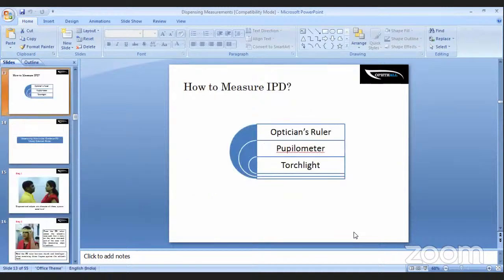Now, there are 3 methods of measuring the interpupillary distance. You can use either a plain simple ruler, which we call optician ruler, or you can use a specially devised instrument, which is known as pupillometer. And if you don't have any instrument, not even the scale, you can measure the IPD using a simple torchlight. You'll see all these 3 measurements.